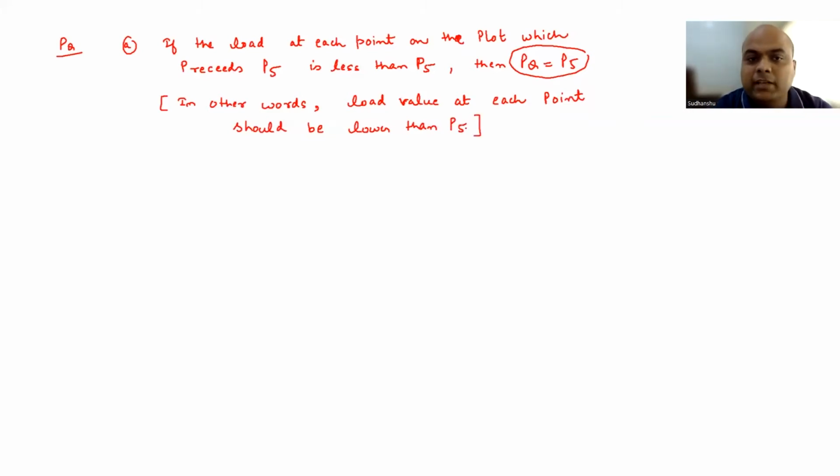So it means that if we are in a particular plot, and we'll do that, eventually you are going to learn while seeing the plot. If the load at each point on the plot, which is before P5, is less than P5, then PQ will be equal to P5. That means the load value at each point in the plot should be lower than P5. If that is the case, then PQ will become equal to P5.